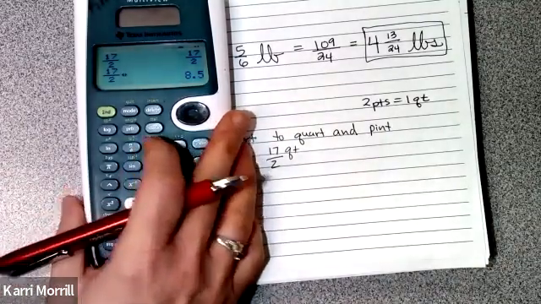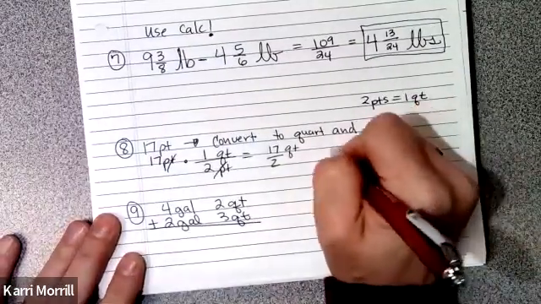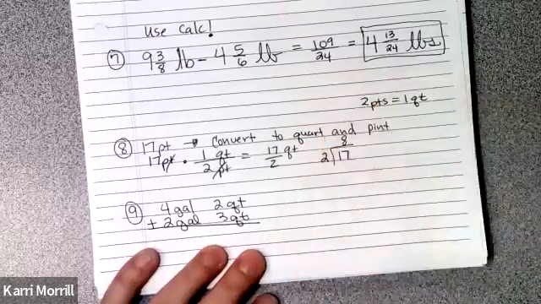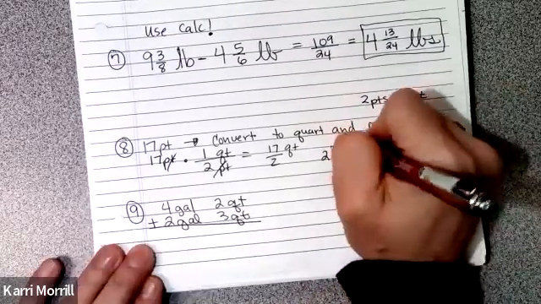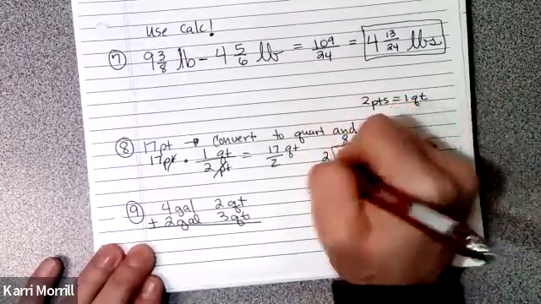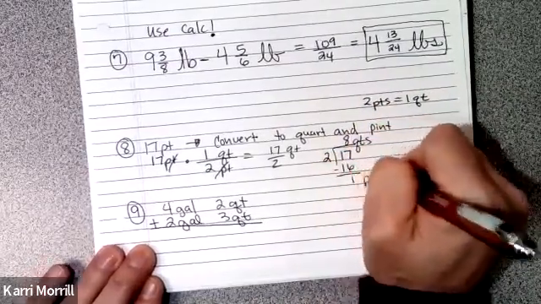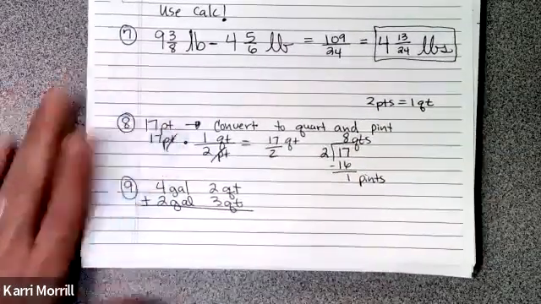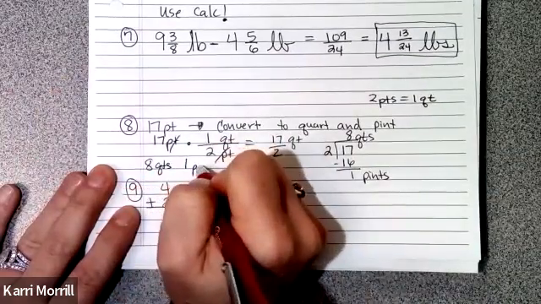Decimal doesn't translate to the smaller unit. So you would think about taking 17 divided by 2. And I know it goes in there at least 8 times. So that means we have 8 quarts, the bigger measurement, right? 8 quarts. And then 8 times 2 is 16. So whatever's left over is our pints, the smaller measurement, the leftover. So 8 quarts and 1 pint.